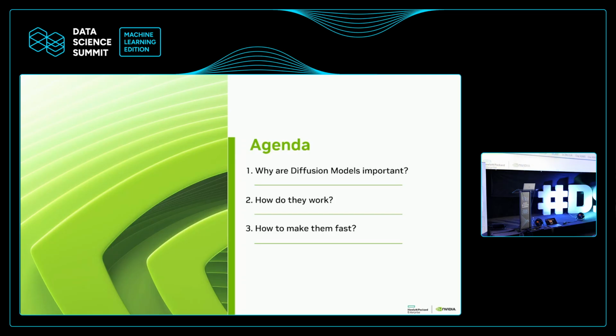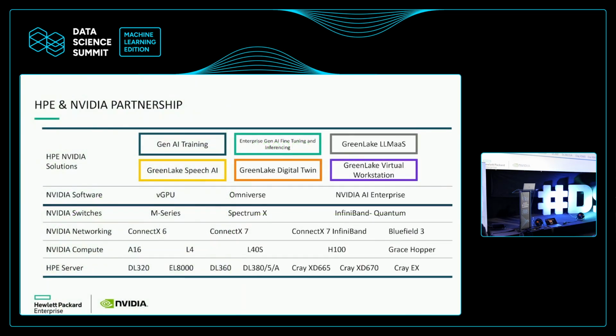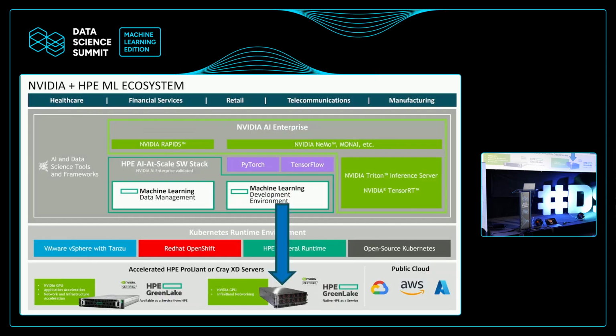Let me start with introducing some of the hardware that all of this can be trained on. There are some solutions from HPE that allow for generative AI training, fine-tuning, as well as inference. There's a software stack from NVIDIA, as well as switches, networking, and some chips that we can use to train these models. Most notably, H100 and Grace Hopper chips. They're all packed in HPE server solutions that can deliver generative AI capabilities to you. All of this can be packed into one server solution for you.